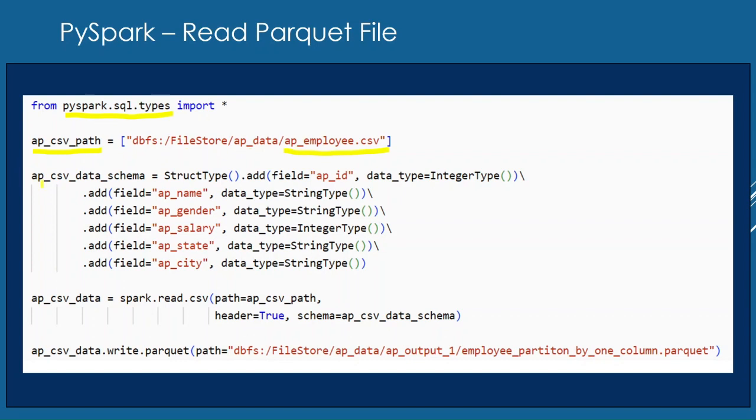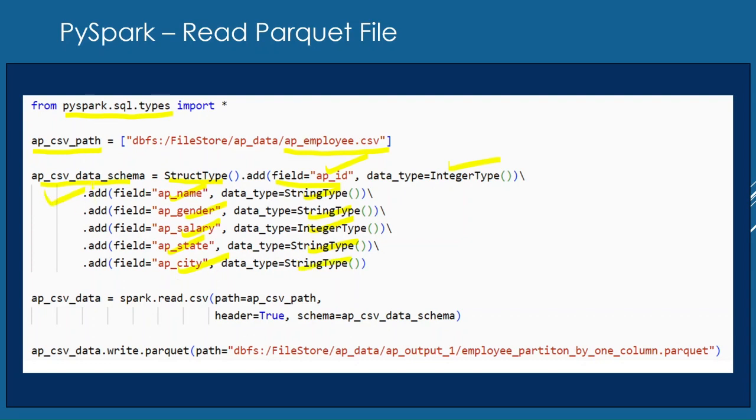Here I am creating a custom schema with the help of a struct type and a struct field. With the help of a struct field, I am defining column name and data types. APID is the column name, integer type is the data type. AP name, string data type, AP gender, string data type, column AP salary, integer data type, column AP state is string data type, AP city is string data type.